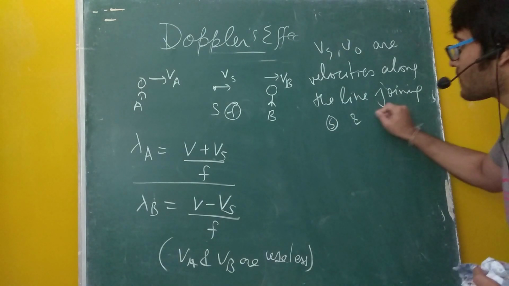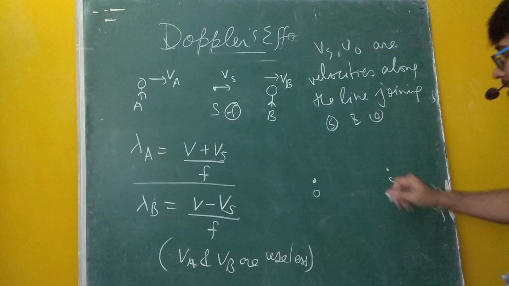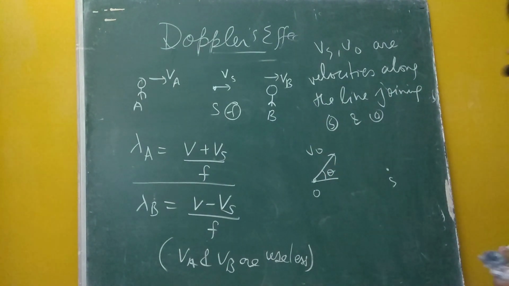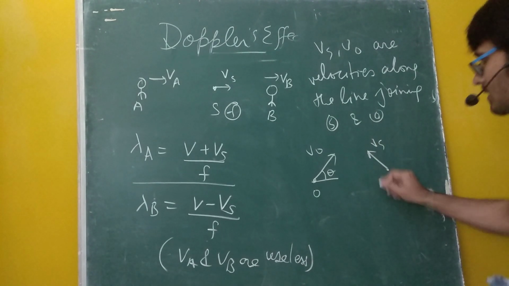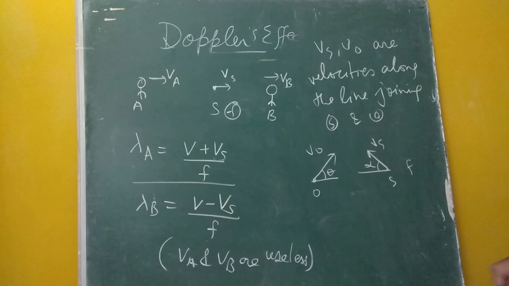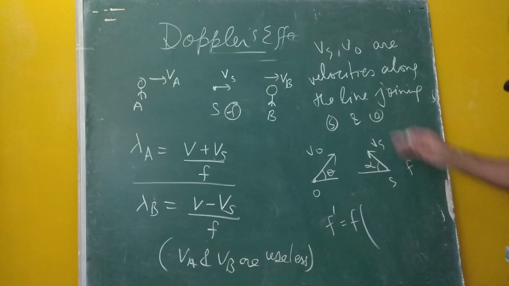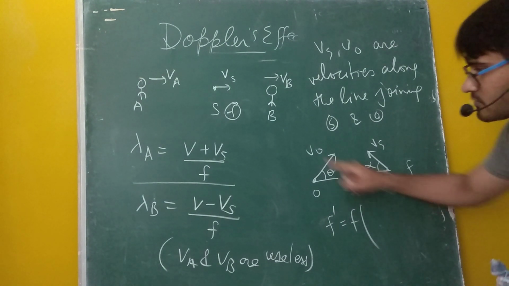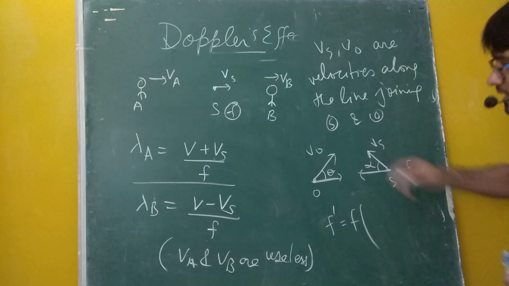source and observer. So suppose, for example, this is observer, this is source, and let's say observer is moving with the VO at an angle theta. And let's say the source is moving with Vs at an angle alpha. It emits frequency F. Now I ask you what will be F dash. So as I told you here, we will take velocities along the line joining S and O. So that means which velocity will be useful? Only VO cos theta and Vs cos alpha.